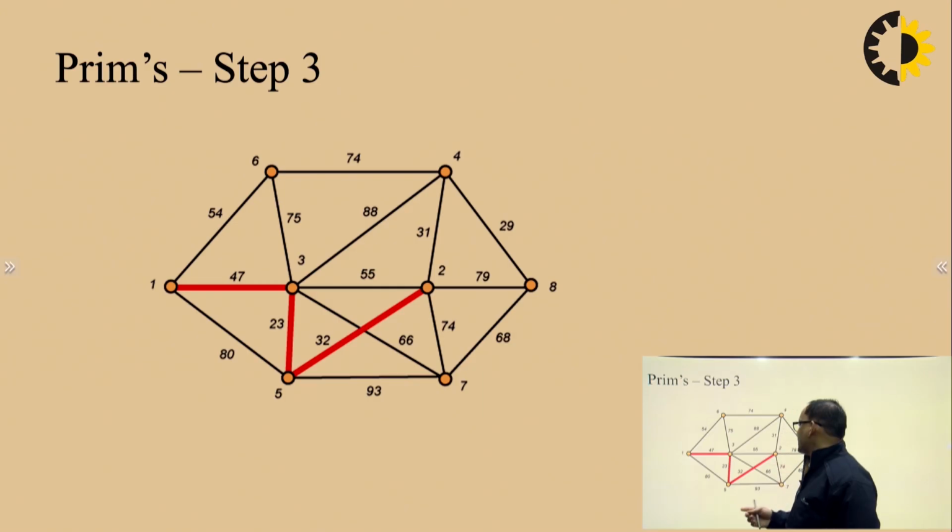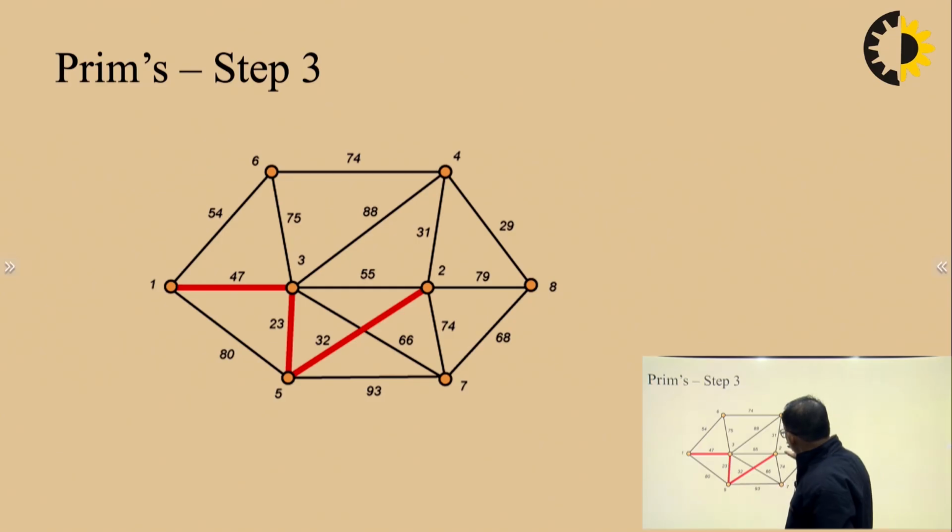In the next step, we will find the adjacent vertices of vertex 2. The adjacent vertices of vertex 2 are vertex 4, vertex 8, vertex 7, 3 and 5. 5 is already included. So how many edges do we have right now? Edges with weights 80, 54, 75, 74, 88, 55, 31, 74, 66, 93. Among all these edges, the edge which connects vertex 2 and 4 has the minimum weight. So this edge will be added to the minimum spanning tree because it has the minimum weight.